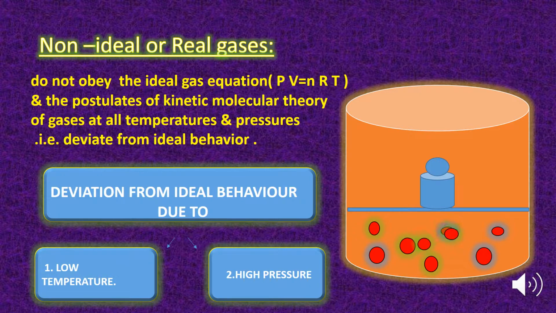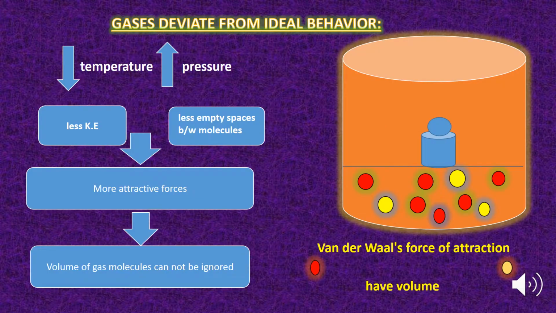Non-ideal or real gases. Real gases don't obey the ideal gas equation, that is PV equals nRT, and the postulates of the kinetic molecular theory of gases at all temperatures and pressures. So the deviation from ideal behavior is due to low temperature and high pressure. The gases deviate from ideal behavior at low temperature and high pressure.